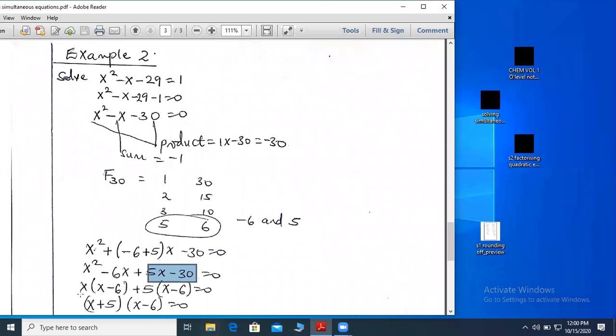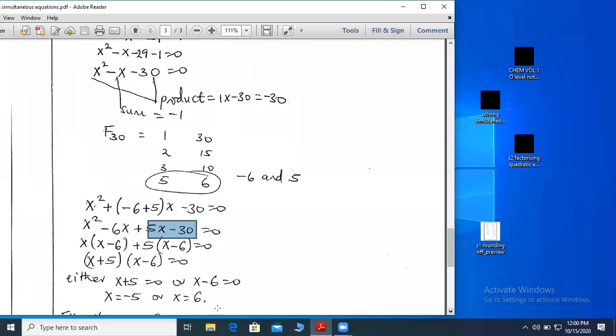So from here, it means that either x plus 5 is equal to 0 or x minus 6 is equal to 0. And that means x is equal to negative 5 here, or x is equal to 6.